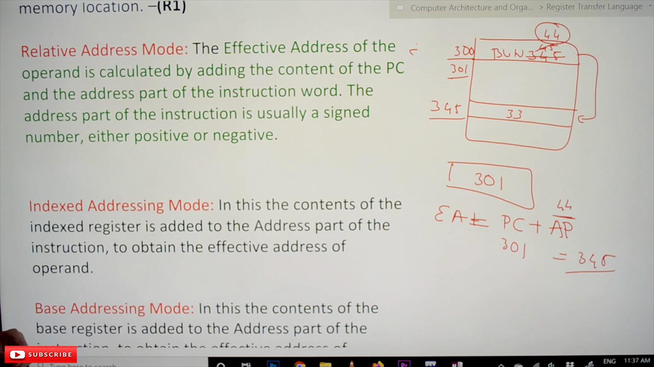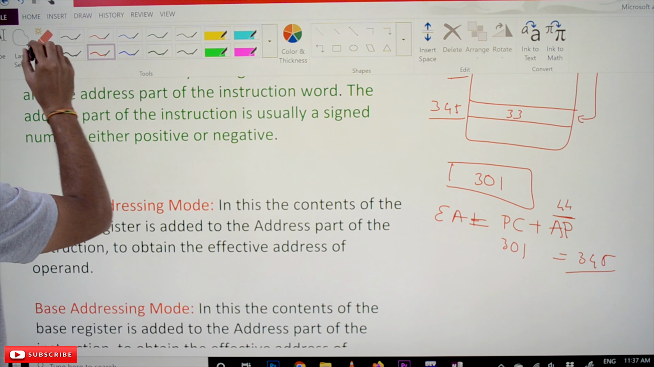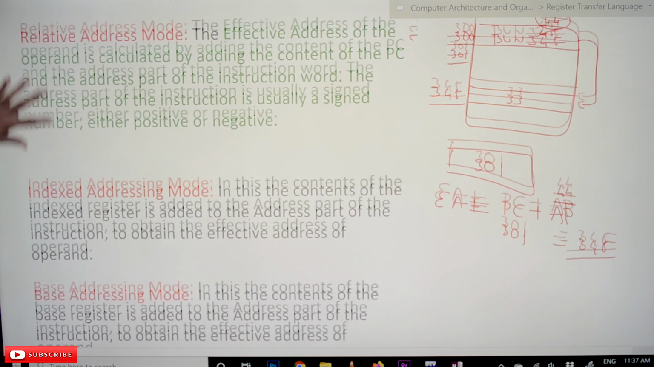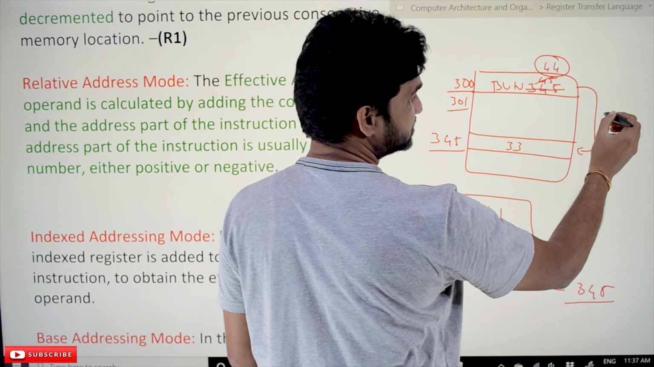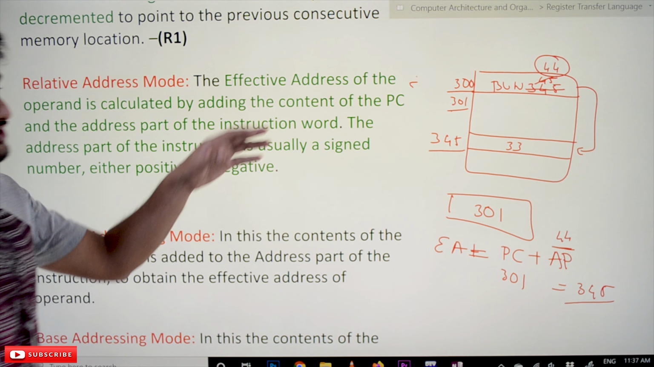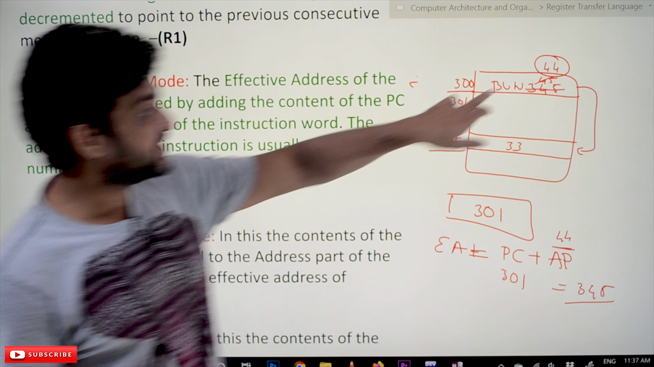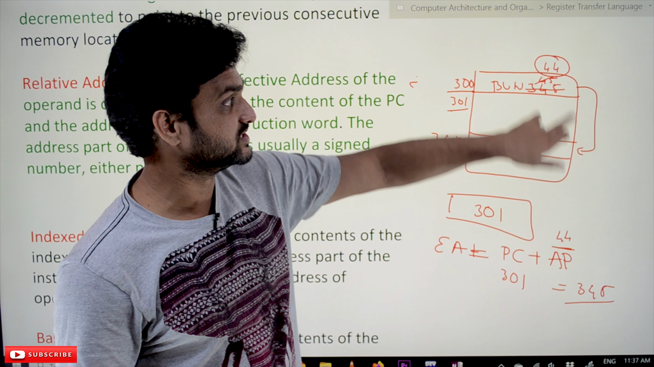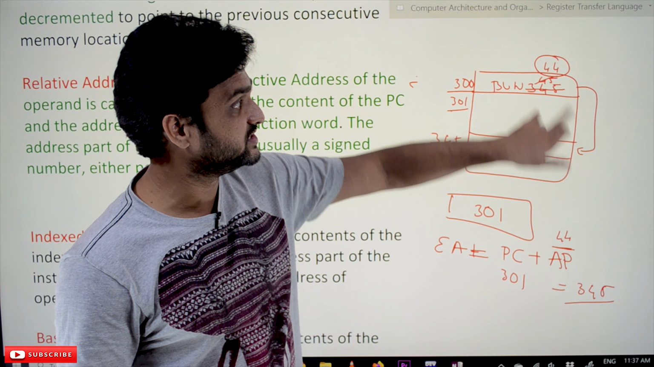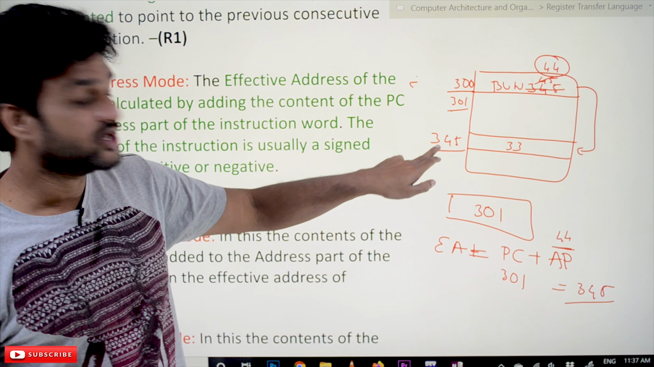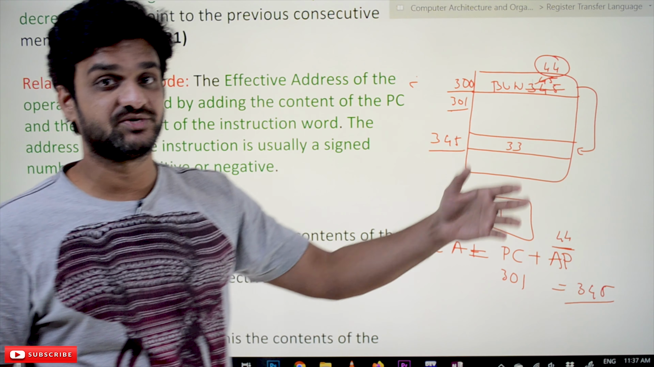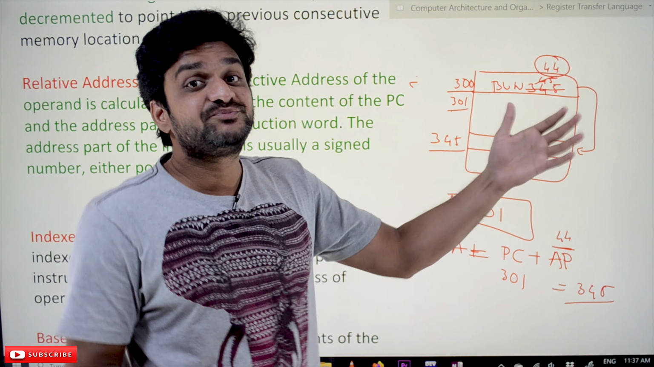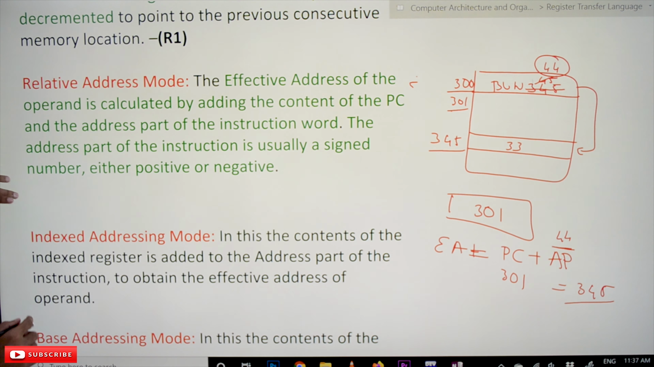And the next one is indexed addressing mode. This relative addressing mode is also called displacement addressing mode. In the sense, these kinds of addressing modes are called displacement, where we provide the displacement of the address. So here we have to displace by this many locations to get this address. So relative addressing mode is a kind of displacement addressing mode. The next one is indexed addressing mode.